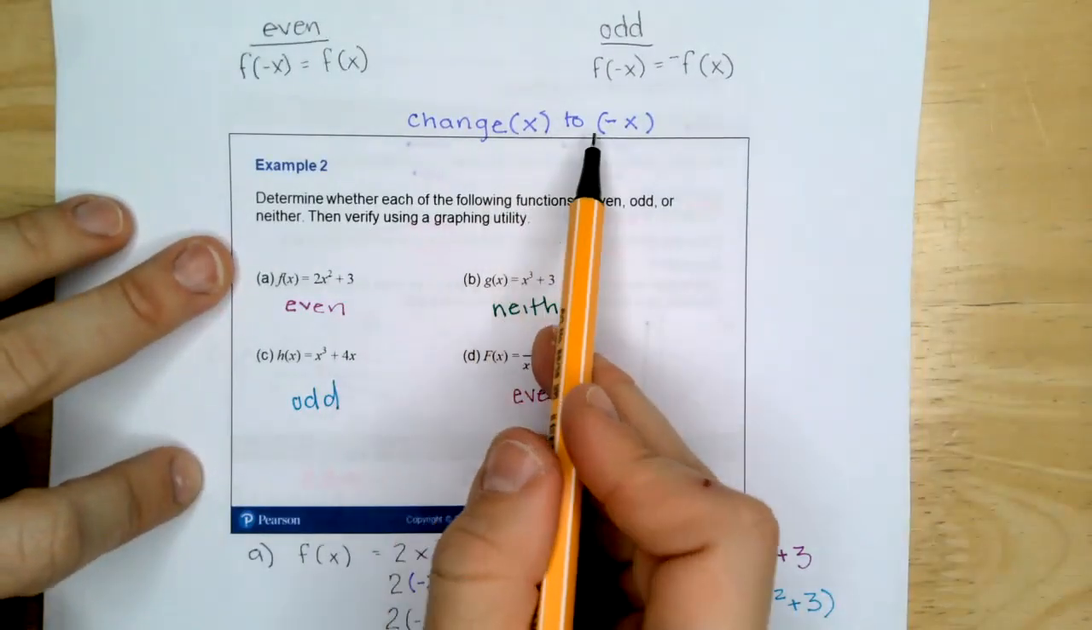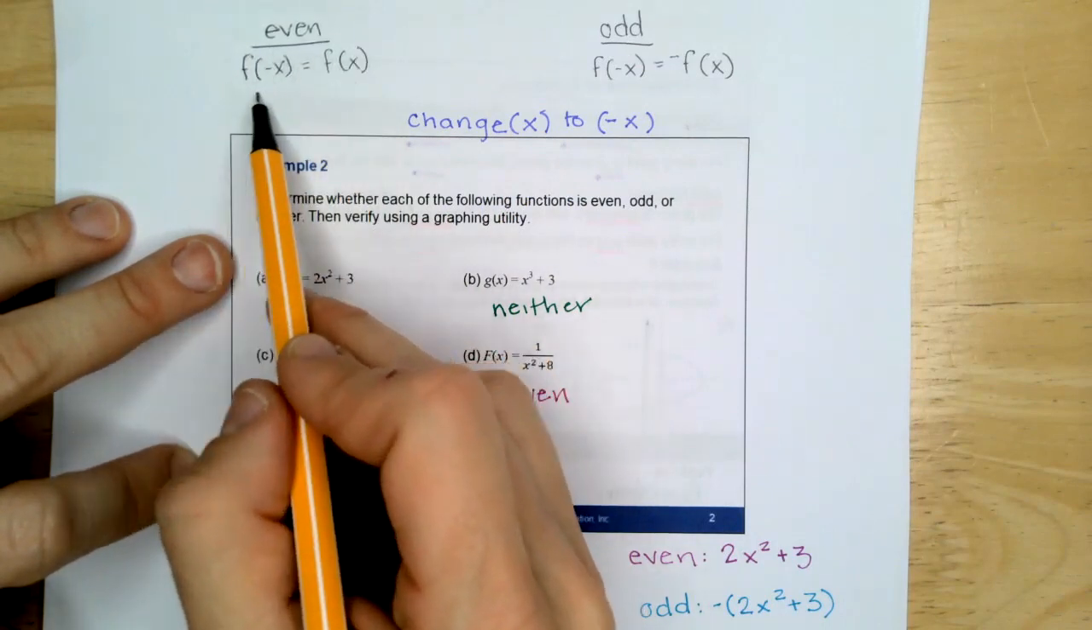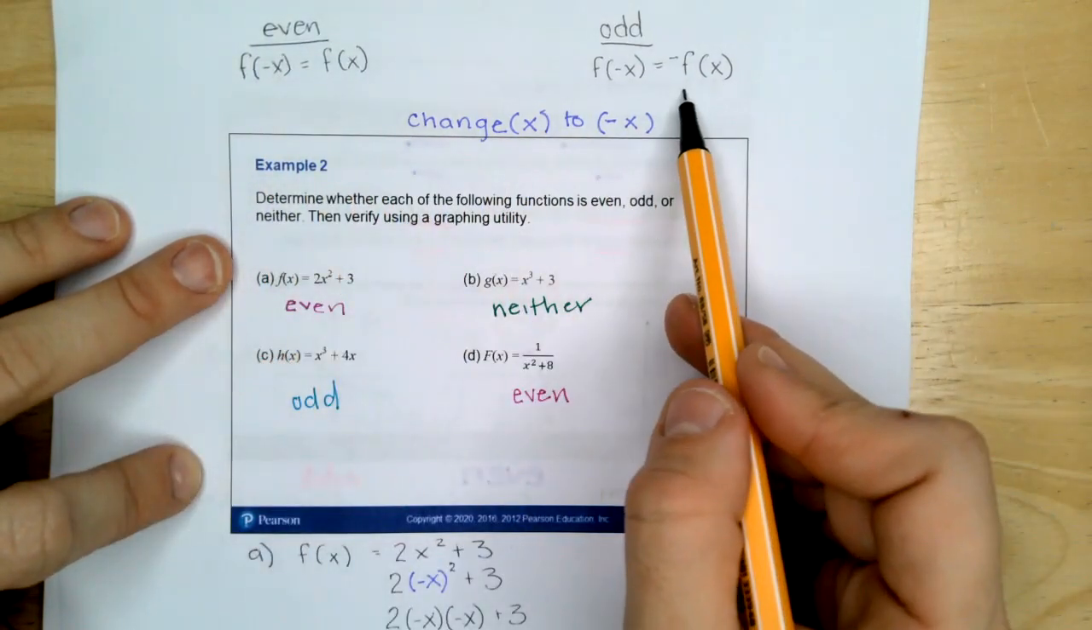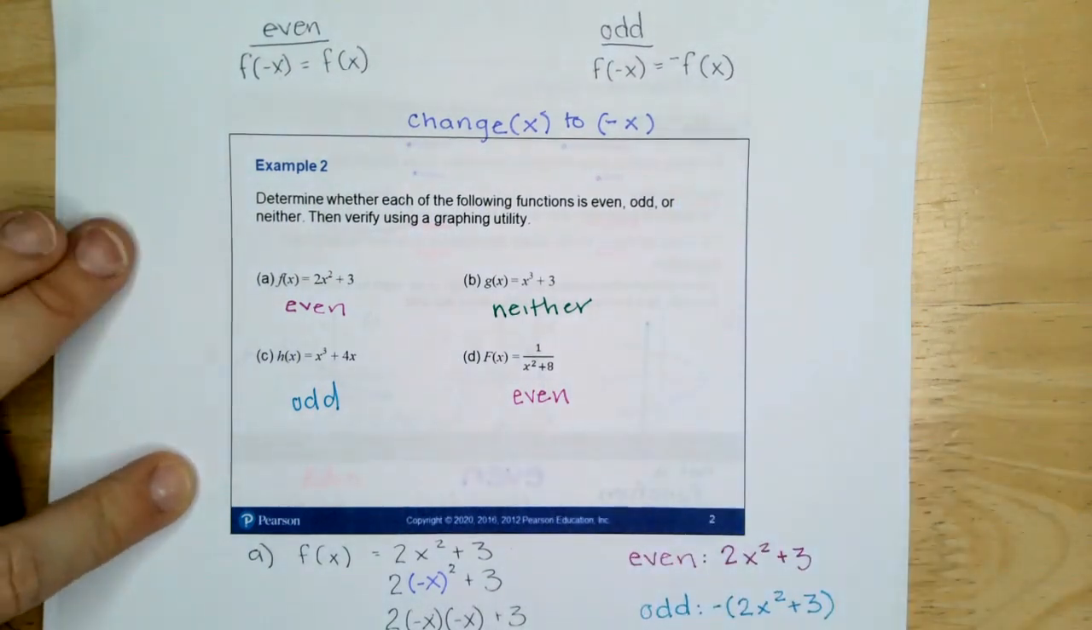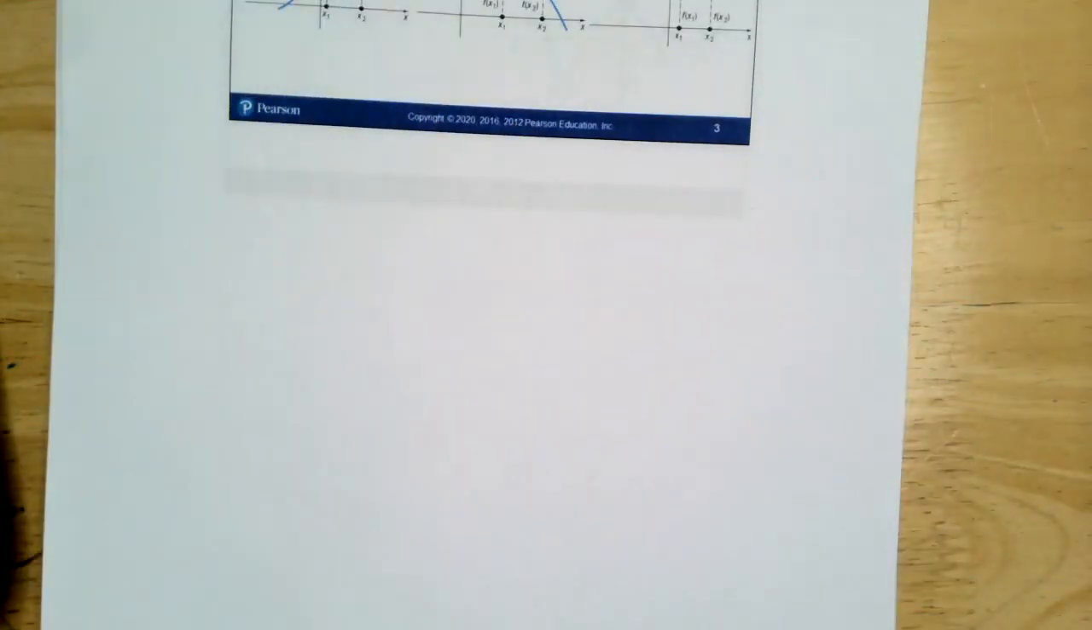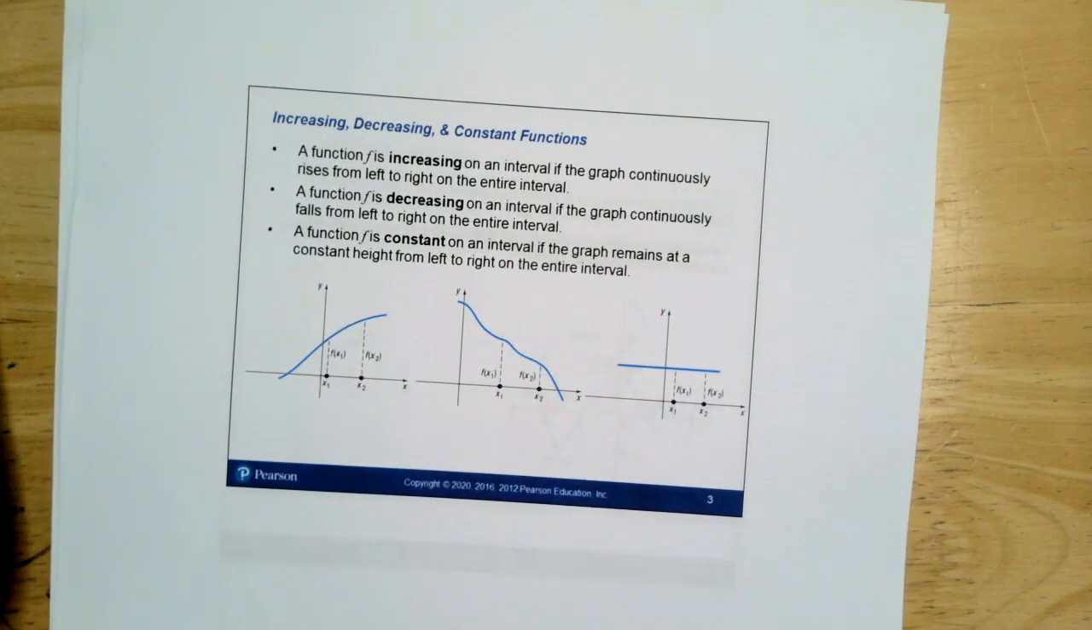So we change x to negative x. If it remains the same equation, it's an even. If it becomes exactly the opposite, it is an odd. And if it's something in between, we call it neither, okay? All right, so let's now talk about increasing, decreasing, and constant functions.